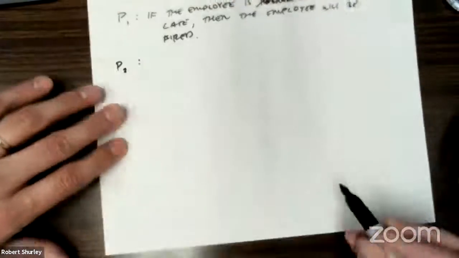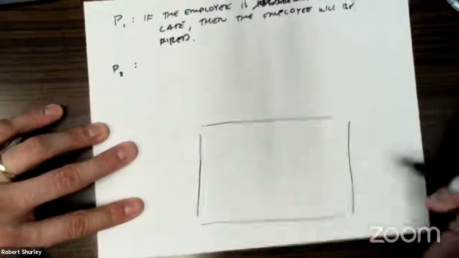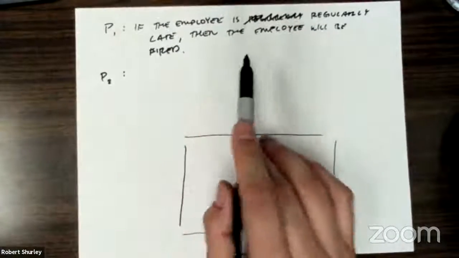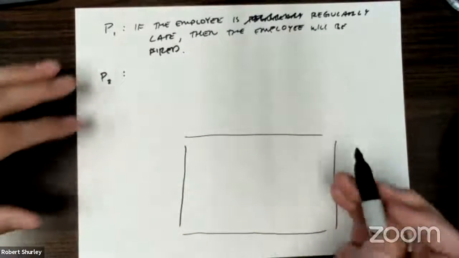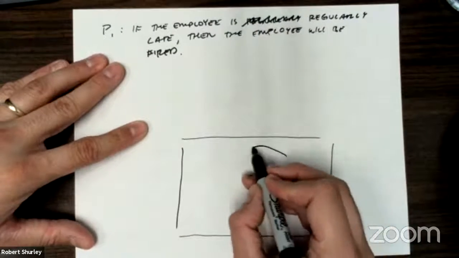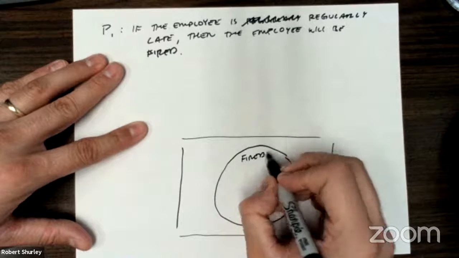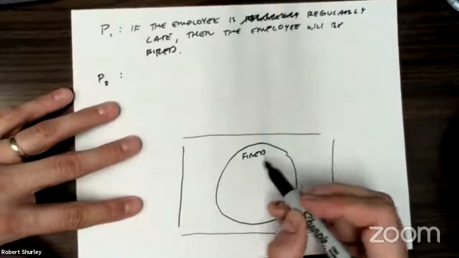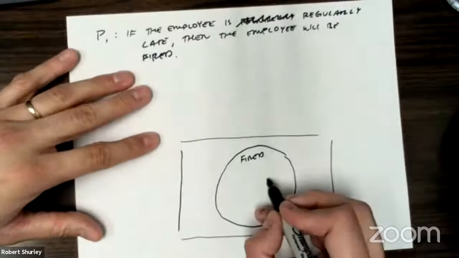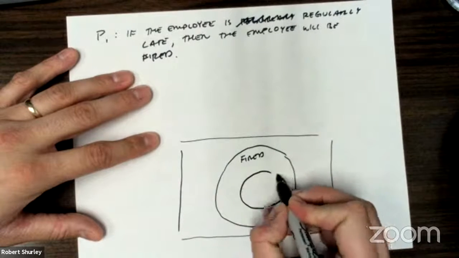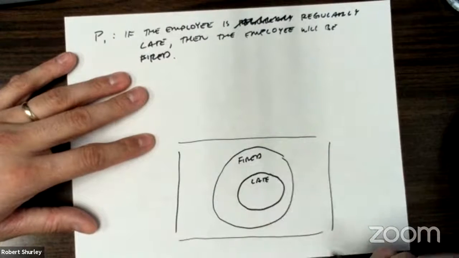So premise 2, actually, let's draw that one. Let's draw premise 1. Okay, let's think about this one. If the employee is regularly late, then the employee will be fired. So therefore, we've got the people that are fired and not fired, right? Well, if the employee is regularly late, they're definitely going to be fired. So let's put a late bubble. If you're late regularly, you're going to get fired, okay?